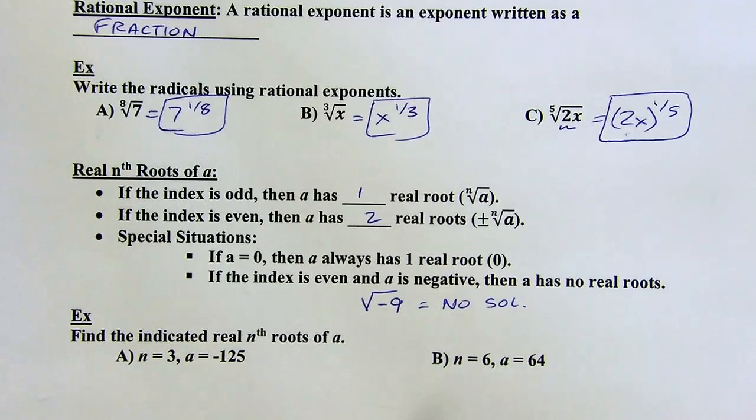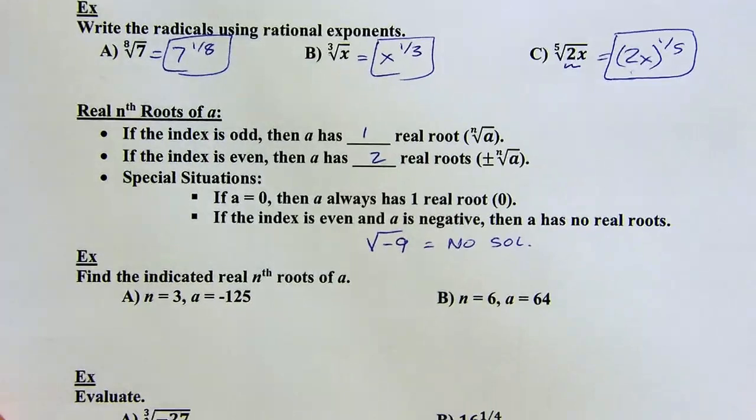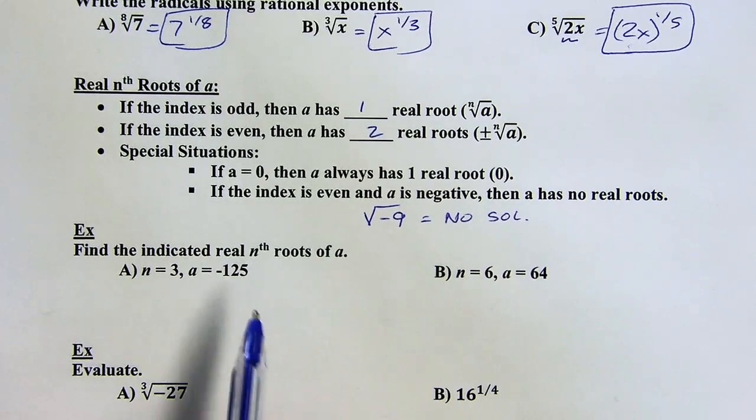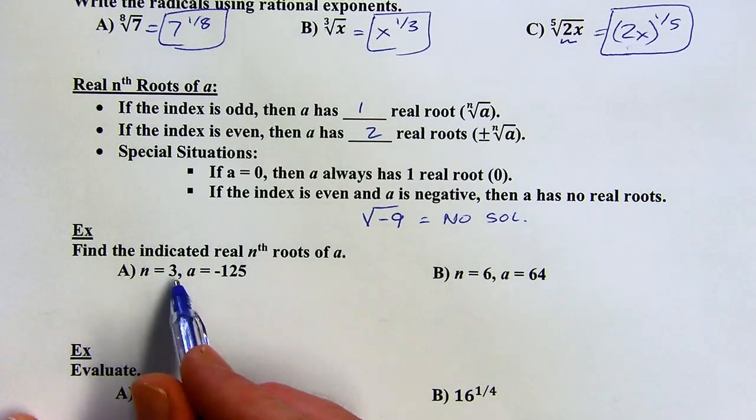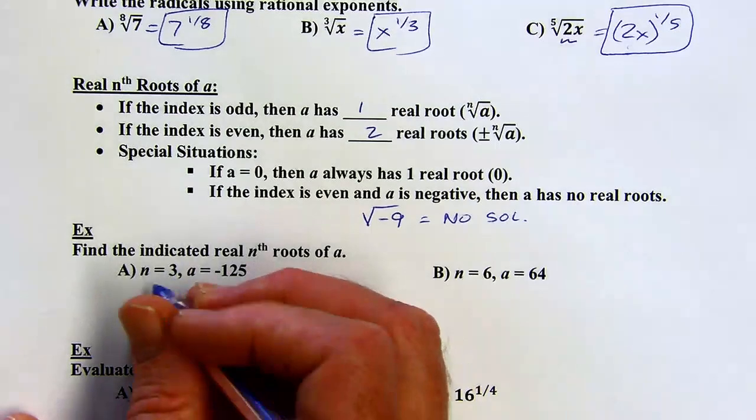Okay. All right. So let's find the indicated real nth roots of a. So the nth roots of a, that means the 3rd root of negative 125.